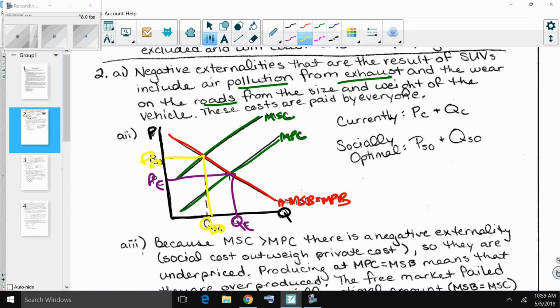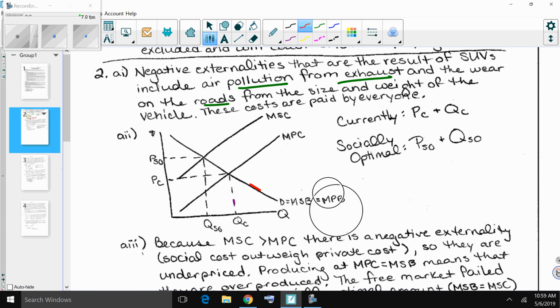So you can see that they are overproduced, okay? They are overproduced and underpriced. Ideally, in society, we want them to be priced higher. We want them priced higher and produced fewer to achieve what is socially optimal for society. That is what is true in a negative externality.